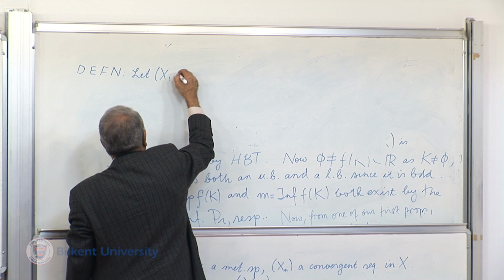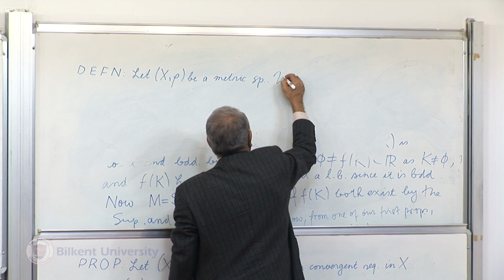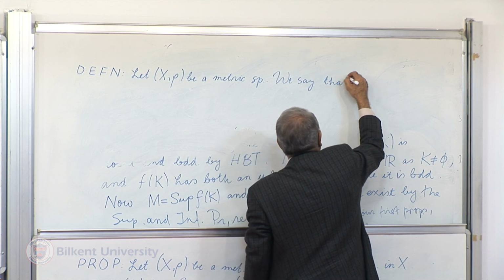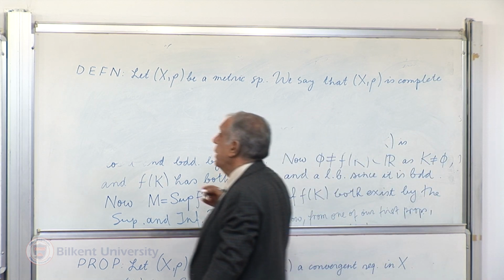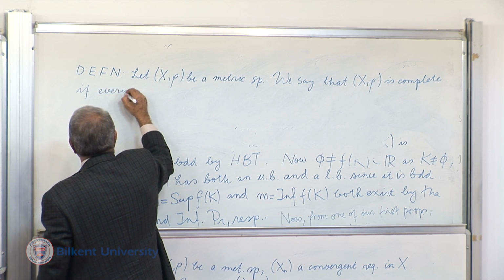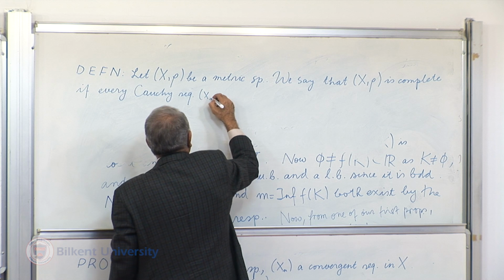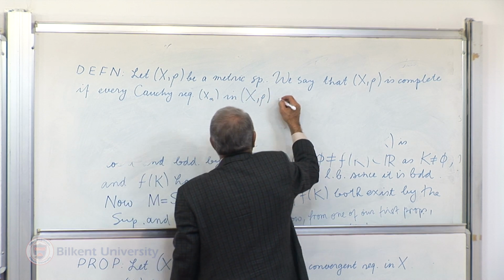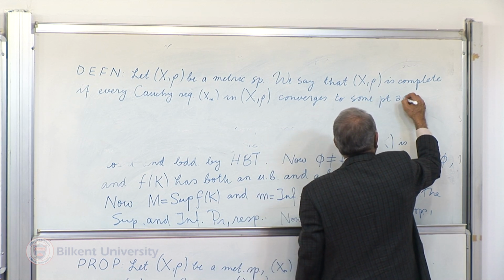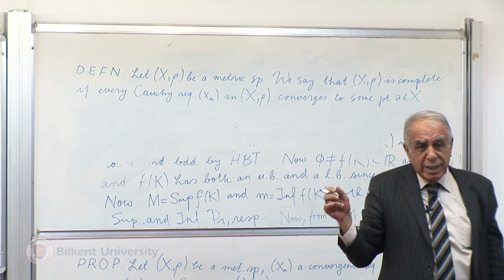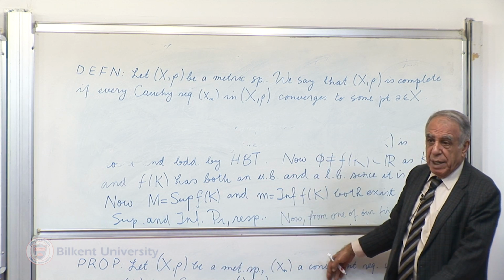Let X, rho be a metric space. We say that X, rho is complete if every Cauchy sequence x_n in X, rho converges to some point A in X. Now I said convergence and being a Cauchy sequence should coincide, but that's equivalent to this since we already know convergence implies being Cauchy in all metric spaces.